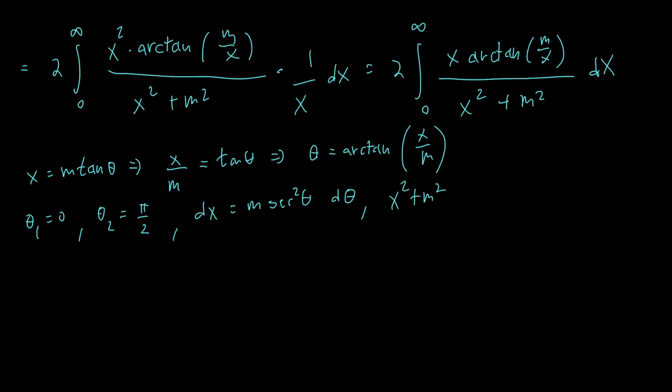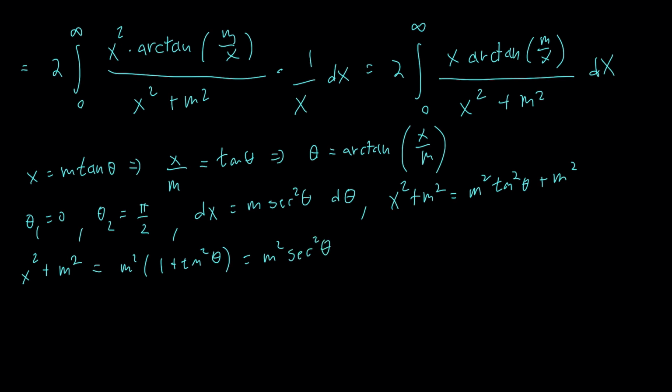x squared plus m squared will be m squared tangent squared plus m squared, which means that x squared plus m squared equals m squared times, factoring out m squared, 1 plus tangent squared. We know 1 plus tangent squared is the secant squared. So we have m squared secant squared theta.